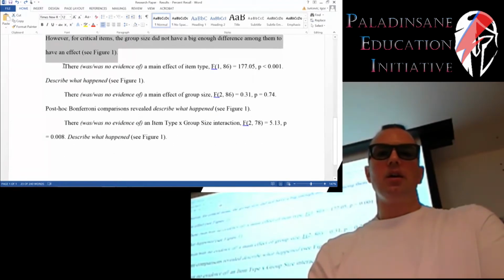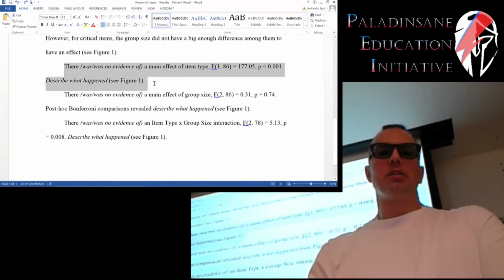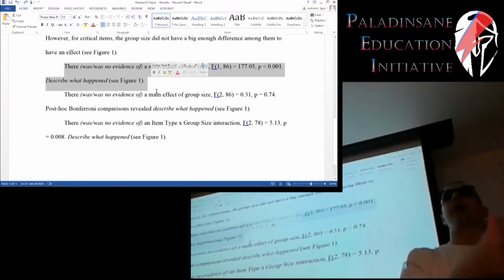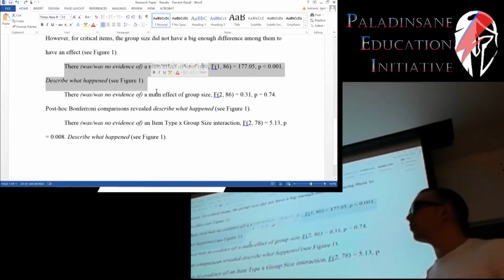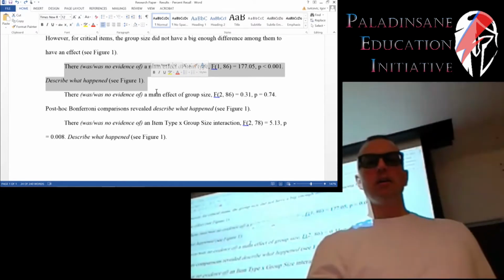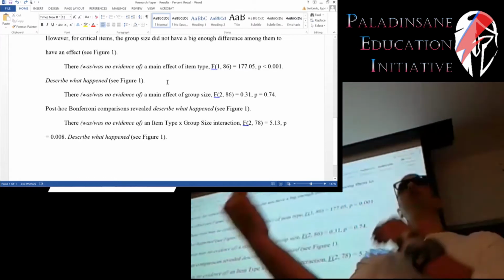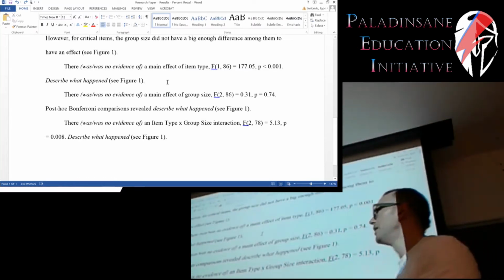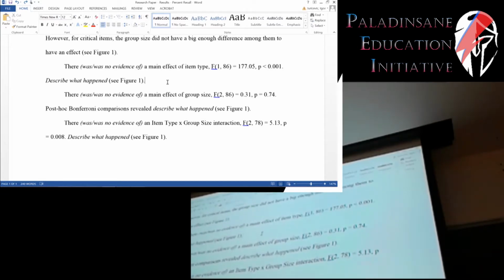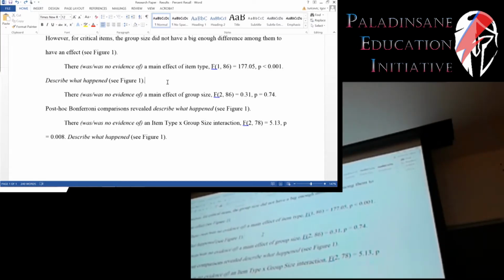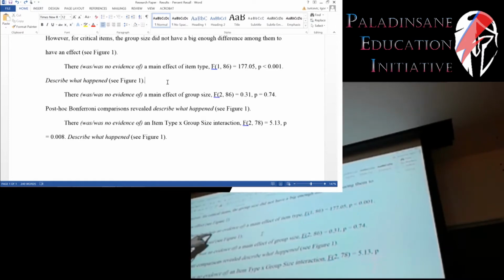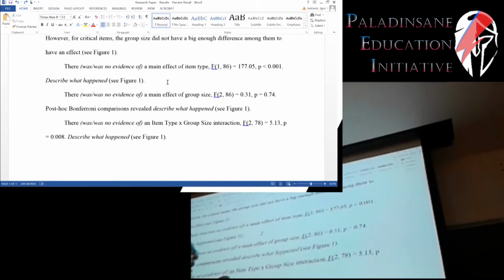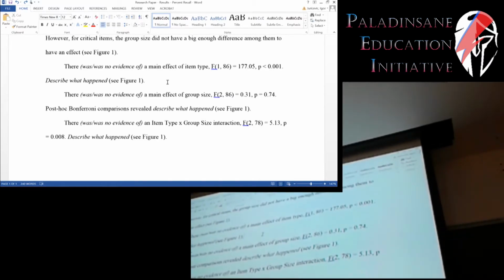All right. So now we're going to start in with the descriptions of the effects. Now we're going to start in with really using that sort of Goldilocks and the three bears structure, where we're going to do the same thing over and over and over again. So for each variable and for the interaction, we're going to say whether there was or was no evidence of a main effect. We're going to report the stats, and then we're going to describe what happened.